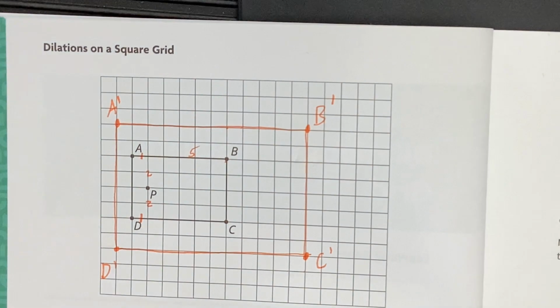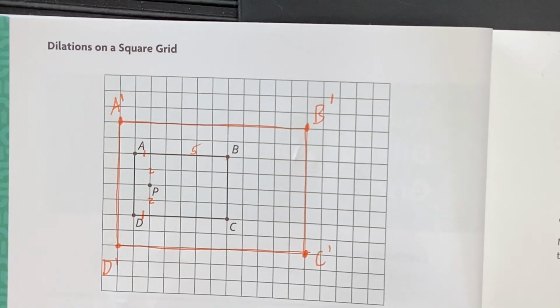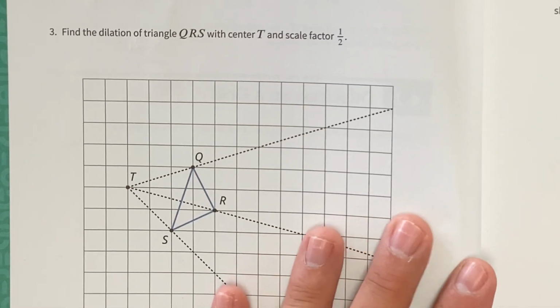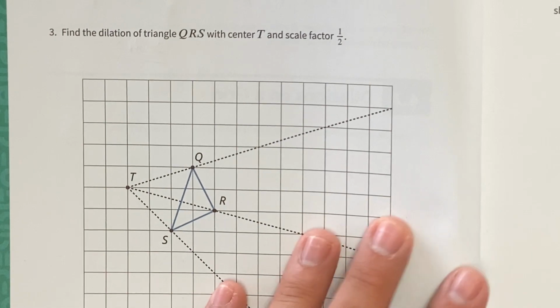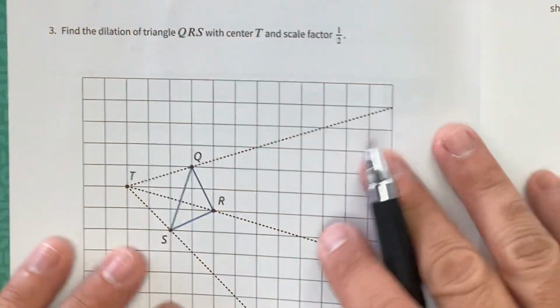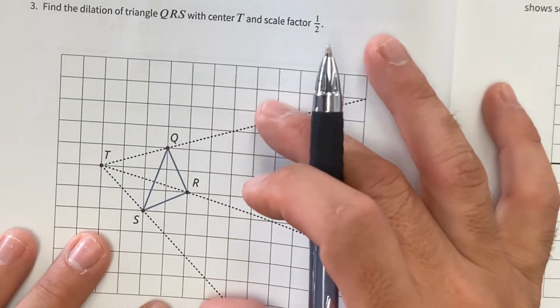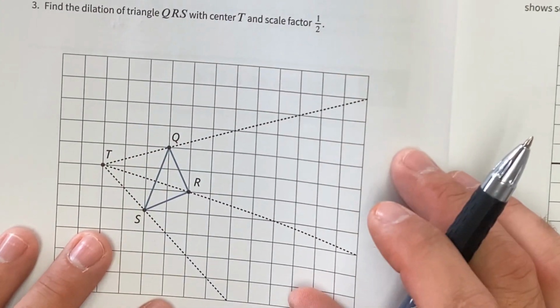Okay, so you don't even have to draw the lines here. That's what's nice about the square grid. Numbers 2 and 3 are going to be the same shape down here. Again, you could measure and double it and do half. We're doing both of them. It says scale factor of 2 and a half. So we should have a triangle that's twice as big and half as big on the same one.